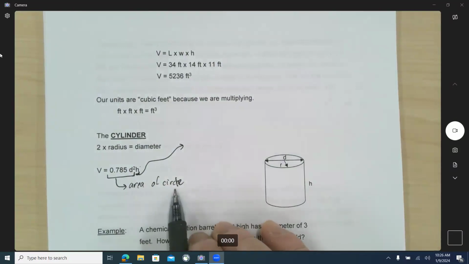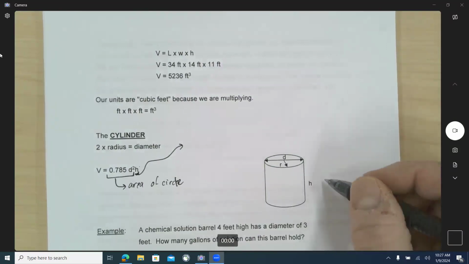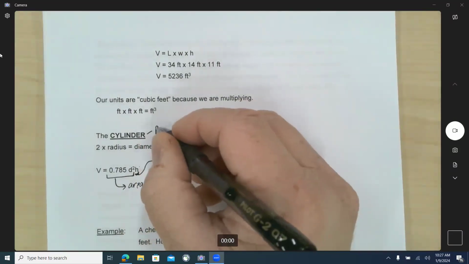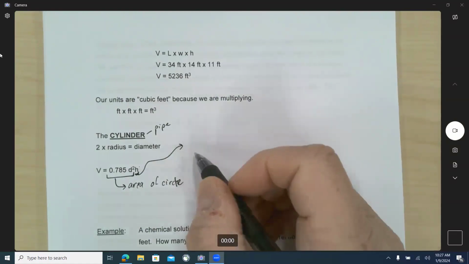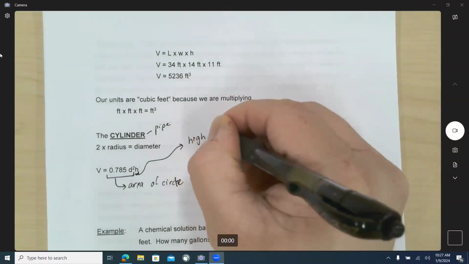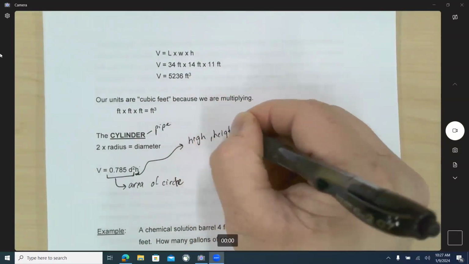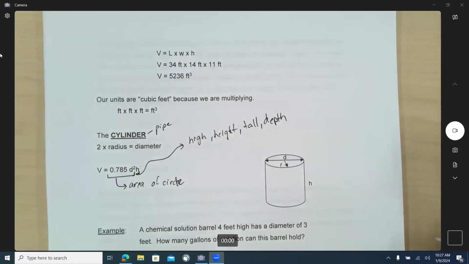All right, so it's the area of a circle. And here we're talking about the height. Well, just like with the rectangular prism or the box, just so you know, I call that a box and I usually call this a pipe, because it could be a pipe, right? But anyway, height can also be referred to as high, height, tall, depth. Yeah, okay, well, those are all the same.